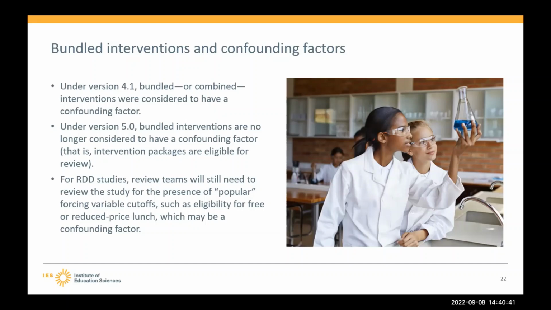Now, it's important to note that for regression discontinuity designs, review teams will still need to assess whether the study uses a forcing variable cutoff for intervention assignment that's also used to determine delivery of other popular services and interventions. And in those cases, the WWC would still consider those popular forcing variable cutoffs as confounding factors, which would then result in study findings receiving the rating of does not meet standards.